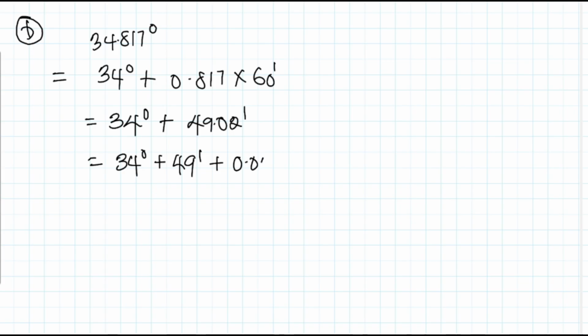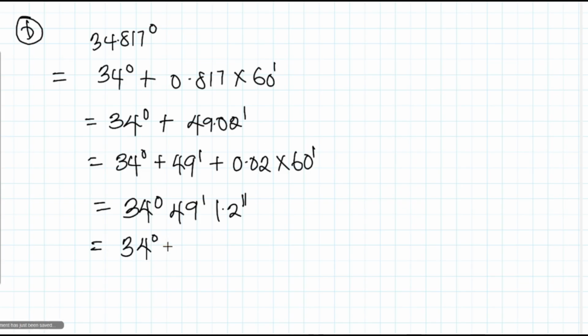Okay, it's in minutes now, converted to seconds, we multiply by 60 seconds again. So that will be 34 degree 49 minutes, and 0.02 times 60 will give us what? So that will give us 1.2 seconds, and then we are asked to give our answer to the nearest second. So that will be 34 degree 49 minutes and 1 second. So this is the answer to the nearest second.